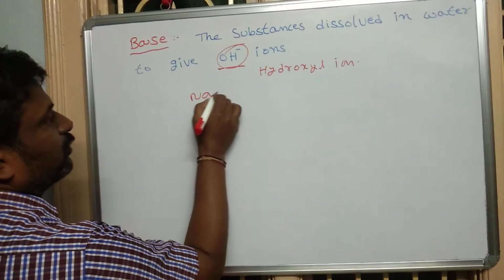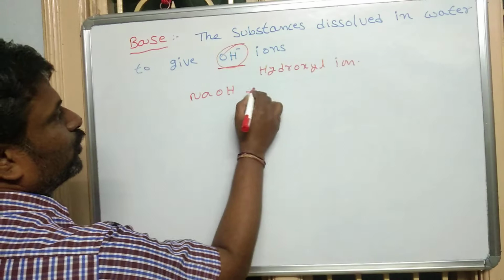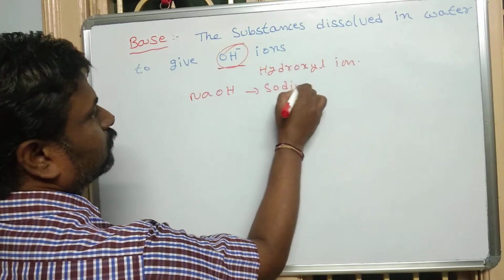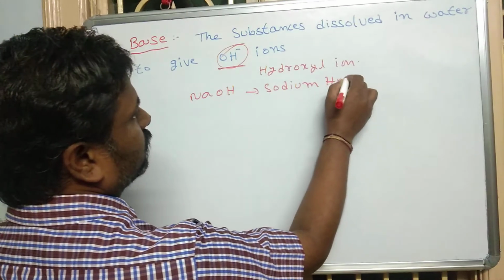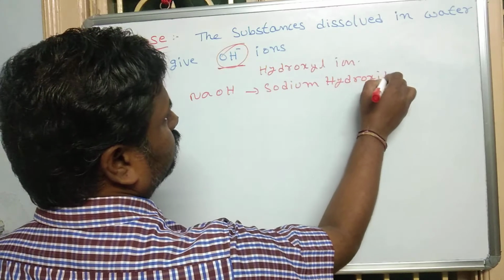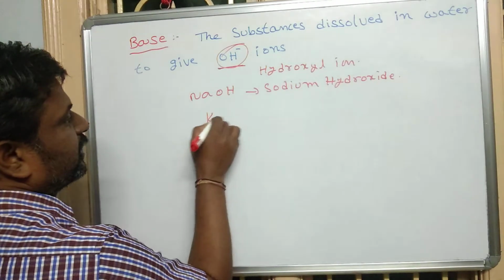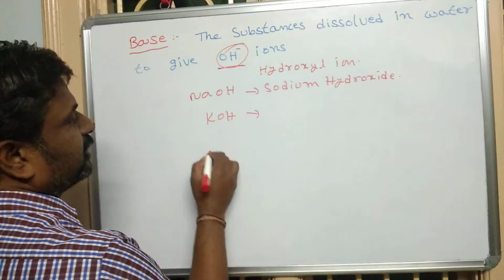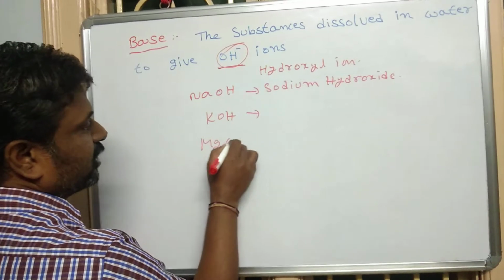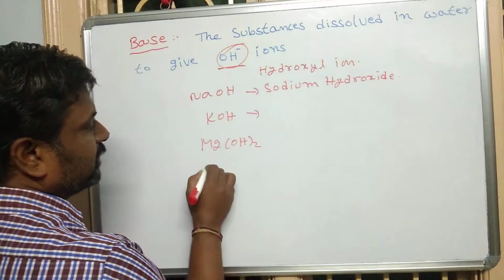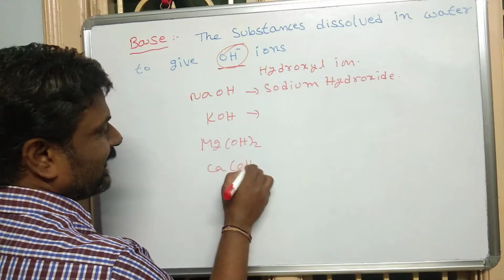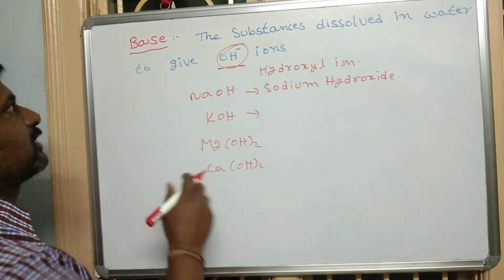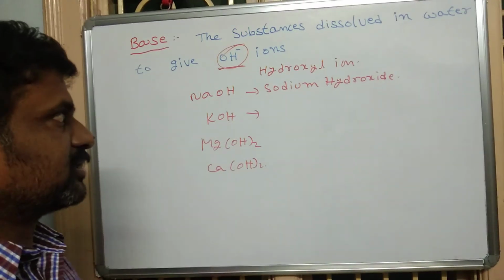Example bases: NaOH, sodium hydroxide, KOH, potassium hydroxide, Mg(OH)2, magnesium hydroxide, Ca(OH)2, calcium hydroxide. These are examples of bases.